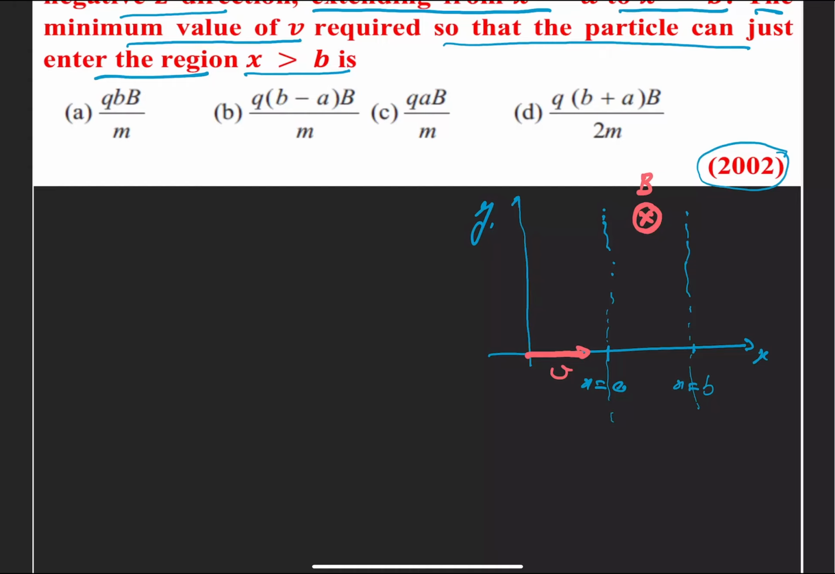As soon as the particle enters the magnetic field at x equal to a, it will follow a semicircular path. And we want that it should just enter the region x greater than b. So we have to find out the velocity. In simpler terms, we have to find the velocity v such that the particle just touches the axis x equal to b.